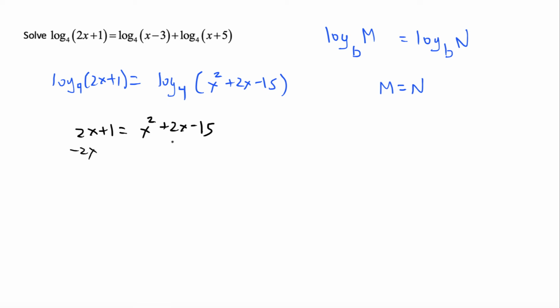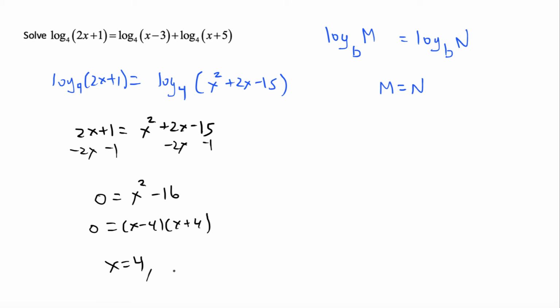Let's subtract the 2x. Let's subtract the 1 here. What do we get? We get 0 equals x squared minus 16. Well, this is going to give us two answers. We can factor this, so we're going to get as our answers x equals positive 4 and also x equals negative 4. Okay, but remember, you have to check these answers.